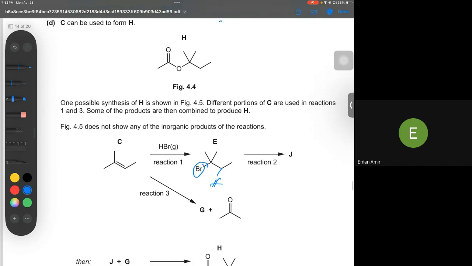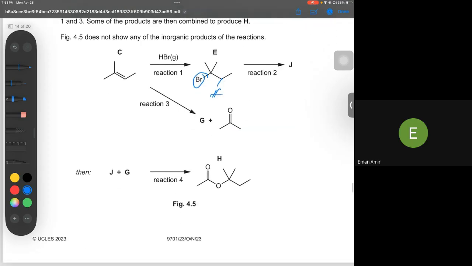One possible synthesis of H is shown. Different portions of C are used in reactions. Some of the products are then combined to produce H. Does not show any of the inorganic product of the reaction. Okay. Then J plus G is going to give you this product. And G. So J is going to give you ester.